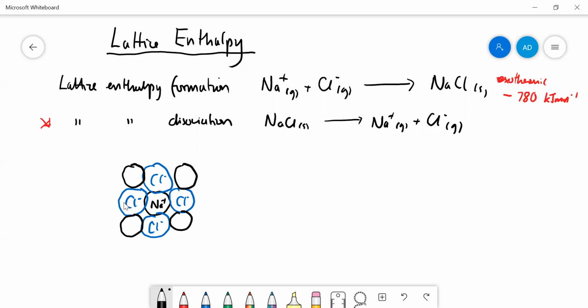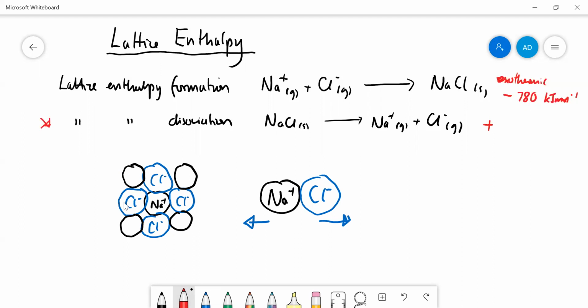So when you break up that lattice, you have strong attractions between the positive sodium ions and the negatively charged chloride ions. To separate those two, you're going to have to put a lot of energy in, because of this force of attraction between them. So this is going to be very endothermic, and that's going to be the opposite value: plus 780 kilojoules per mole. So when we talk about lattice enthalpy, we should always say whether it is lattice enthalpy of formation or dissociation. It's the same value, just one has a negative sign and one has a positive sign.